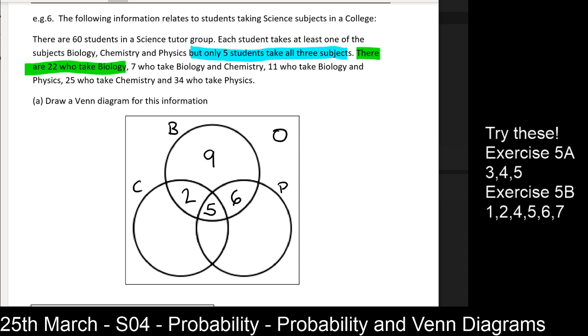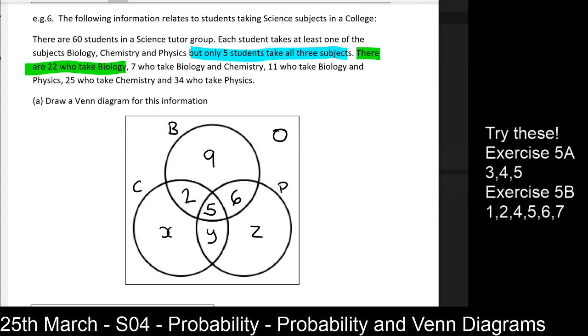So I need to put a 9 there to make that happen. So now if you add all those numbers up, they add up to 22. Then we're told that 25 take chemistry, 34 take physics. So I need to find these other 3 sections. I'm going to call them X, Y, and Z.